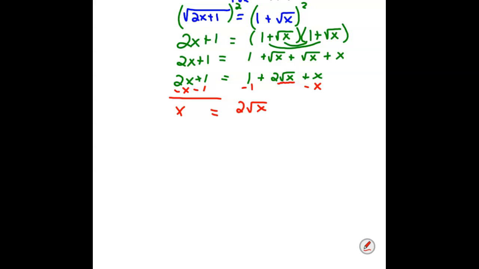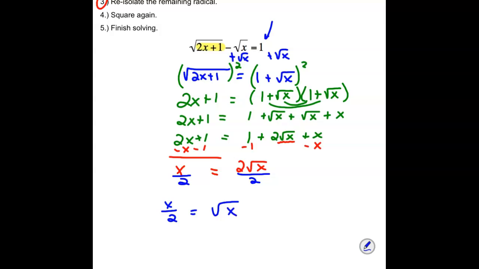Okay, to isolate that square root a little bit more, we're going to divide out that 2. So we end up with x divided by 2 equaling the square root of x. And now we can square both sides again.